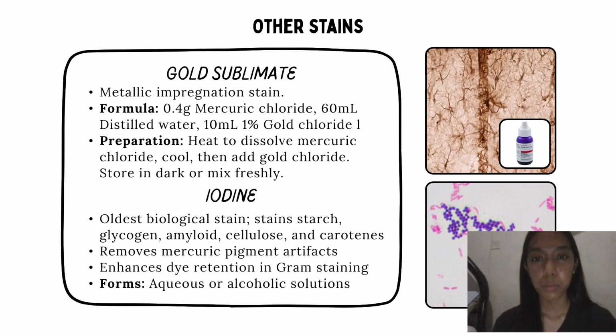Next is the gold sublimate, which is a metallic impregnation stain useful for embedding tissues in gold chloride and mercury chloride. It is essential for highlighting structures that require metal-based staining methods.